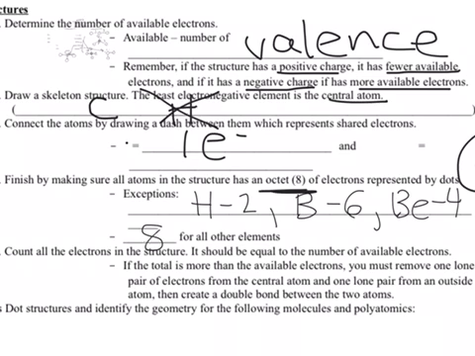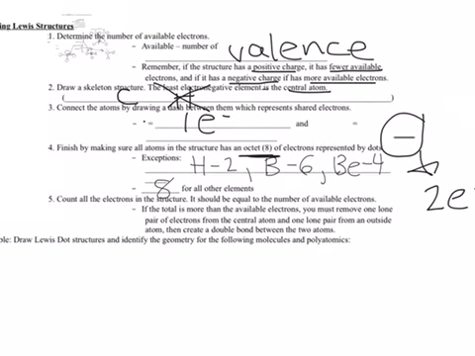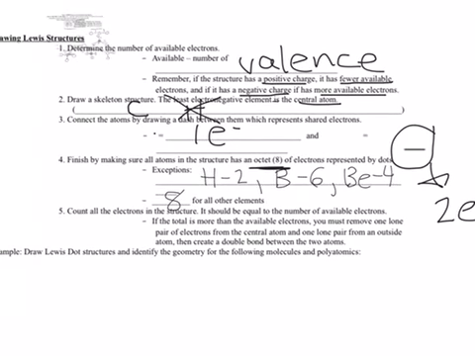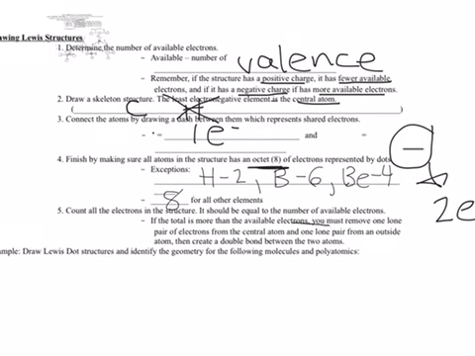Then what you're going to do is count up the correct number of electrons. If it is equal to the available that you got at the very beginning, then you have the correct structure. If it is not the correct number, then you must make a double bond or possibly a triple bond.